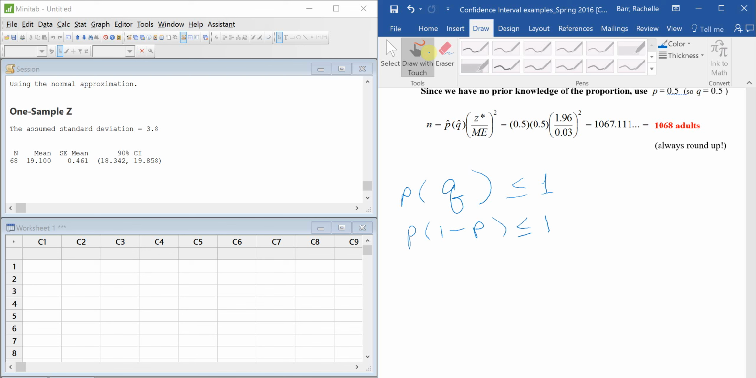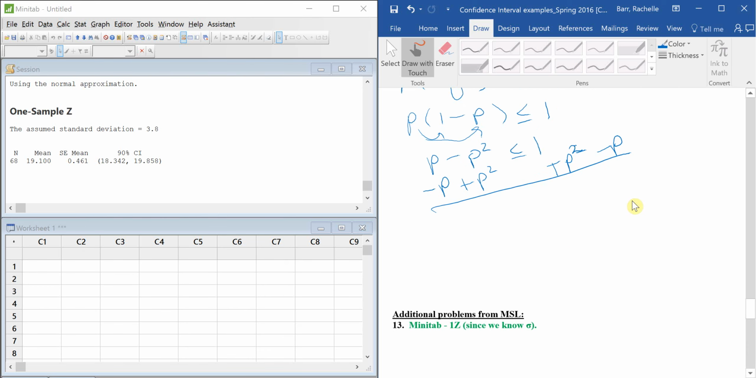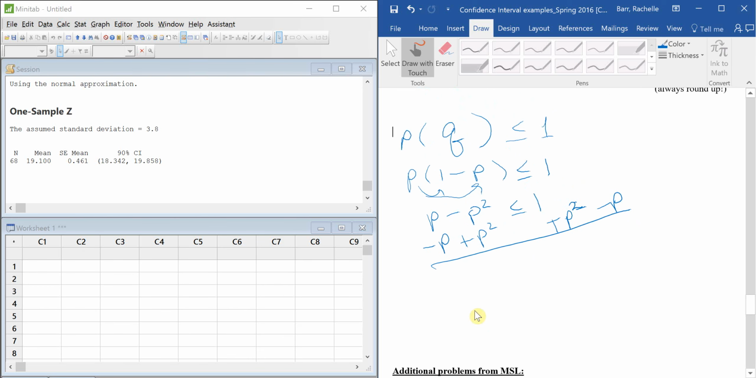So when you distribute this through, you get P minus P squared, which is less than or equal to 1. And then I'm just going to move these over to the other side. Well, in that case, subtract. You do not have to know how to do this, but those of you who like algebra might find this interesting. So 0 is less than or equal to P squared minus P plus 1.